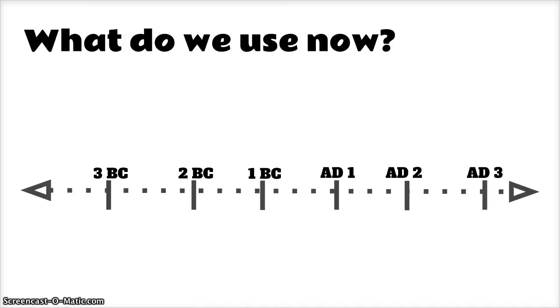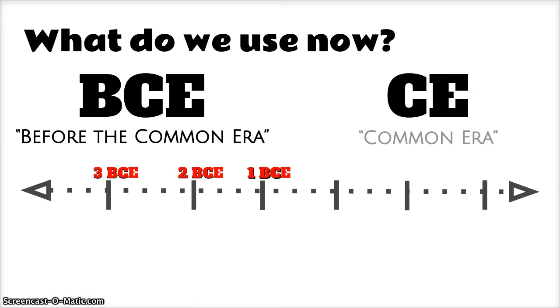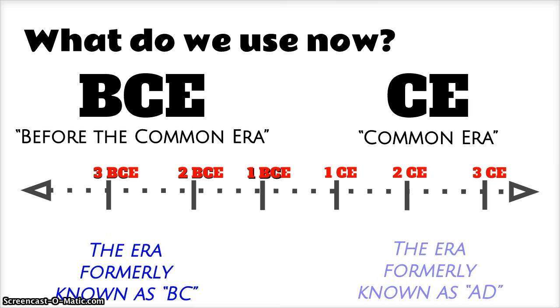So what do we use now? Well, since the later part of the 20th century, the use of BCE and CE have been popularized. Authors that wanted a more secular approach to the writing began referring to the years formerly known as before Christ as BCE, which stands for before the Common Era. The years formerly known as AD will now be referred to as CE, which stands for the Common Era. More and more books and scholars are using these terms in their writings.